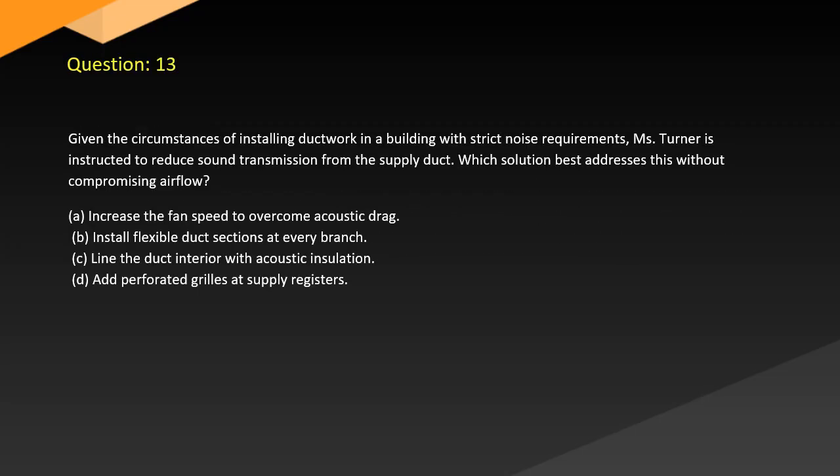Question 13. Given the circumstances of installing ductwork in a building with strict noise requirements, Turner is instructed to reduce sound transmission from the supply duct. Which solution best addresses this without compromising airflow? A. Increase the fan speed to overcome acoustic drag. B. Install flexible duct sections at every branch. C. Line the duct interior with acoustic insulation. D. Add perforated grills at supply registers.